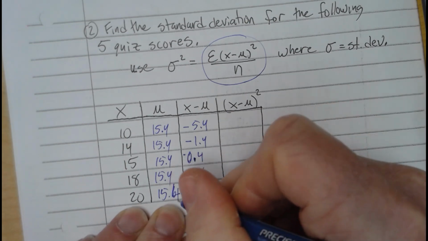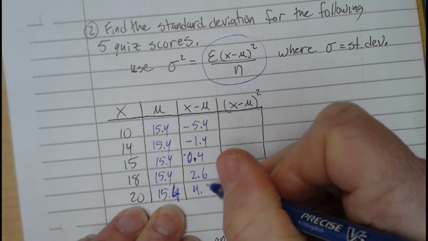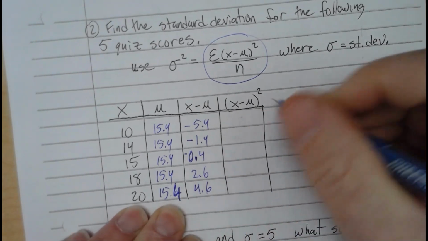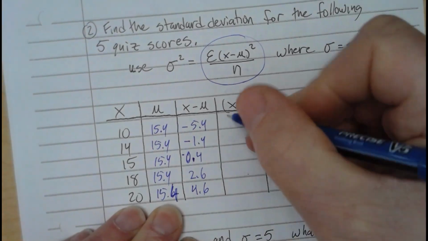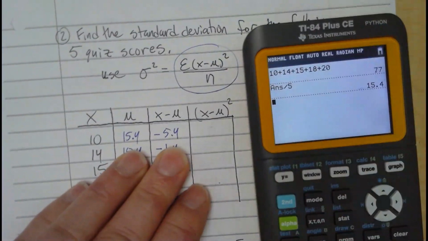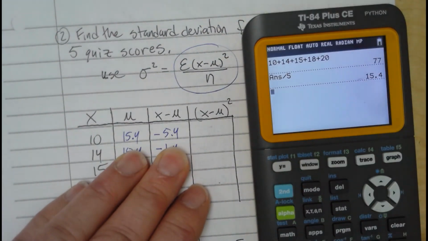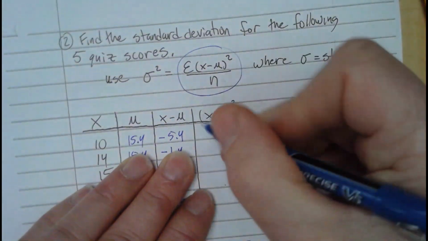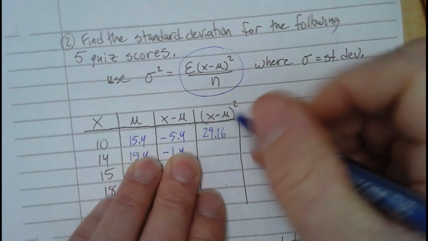Oops, that's a 4. So it's 4.6. All right. Then you just take this column and you square it. When you square a negative number, it needs to go in parentheses. So negative 5.4 quantity squared is 29.16.